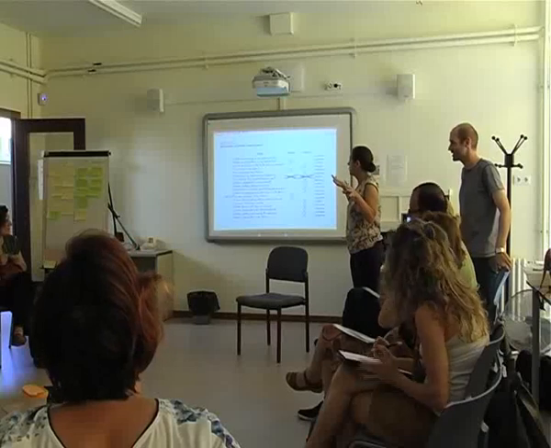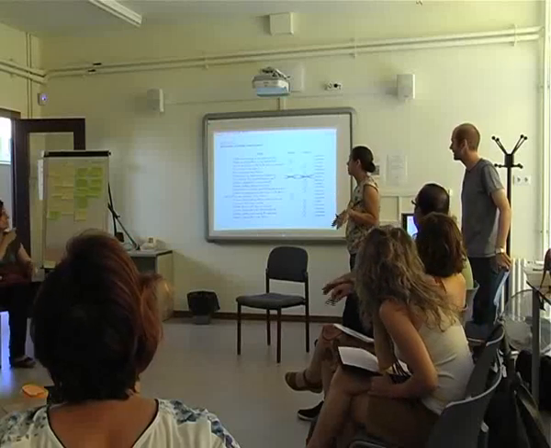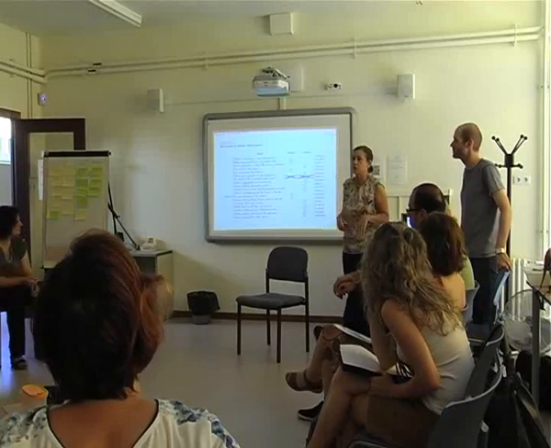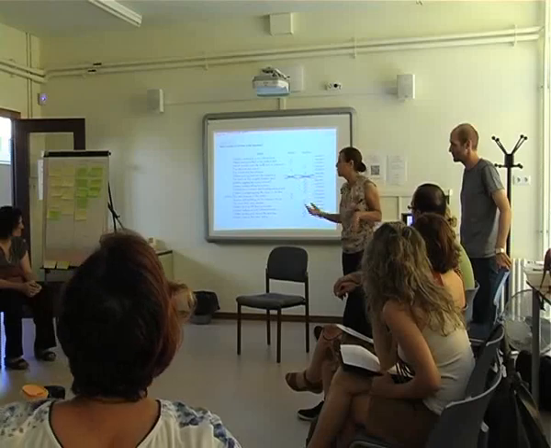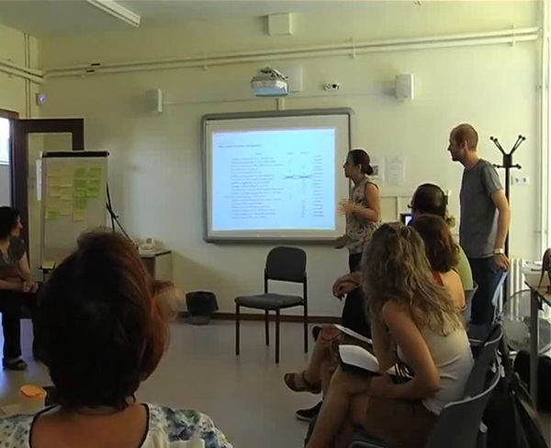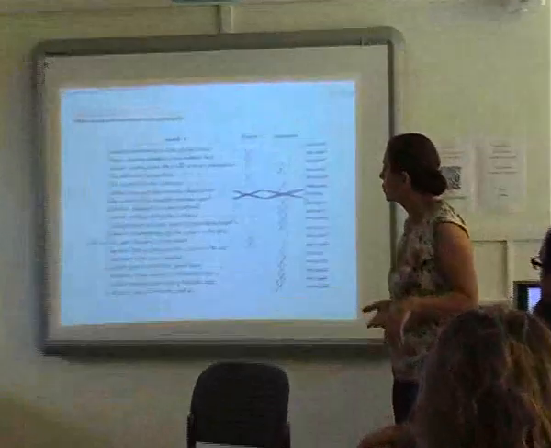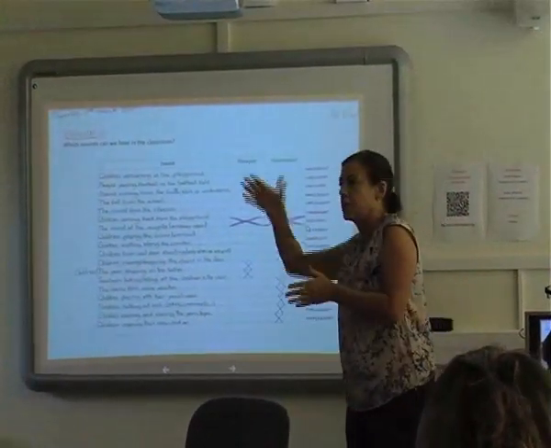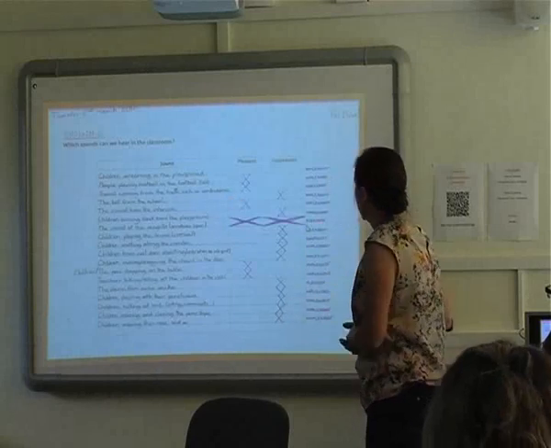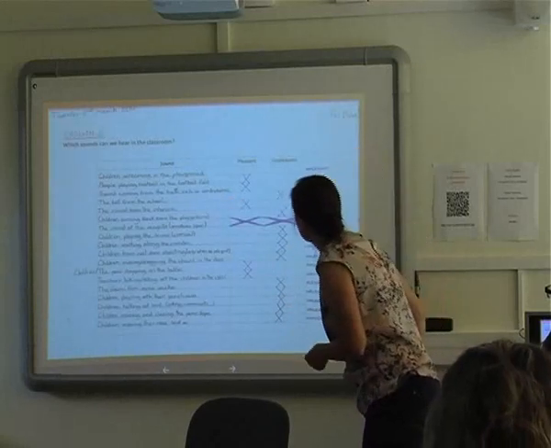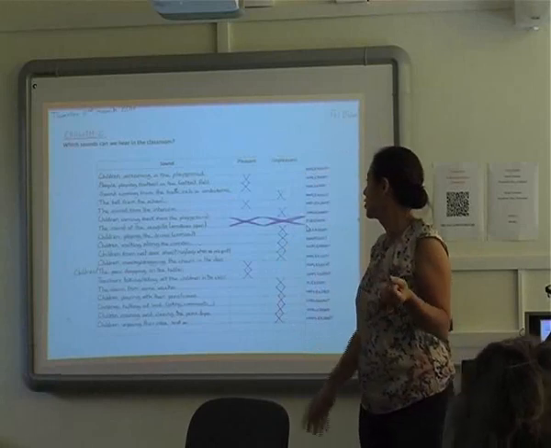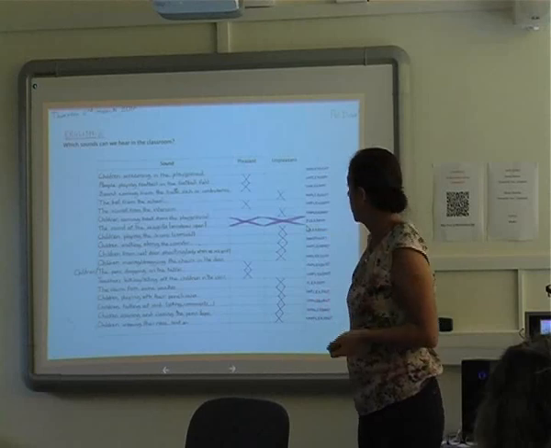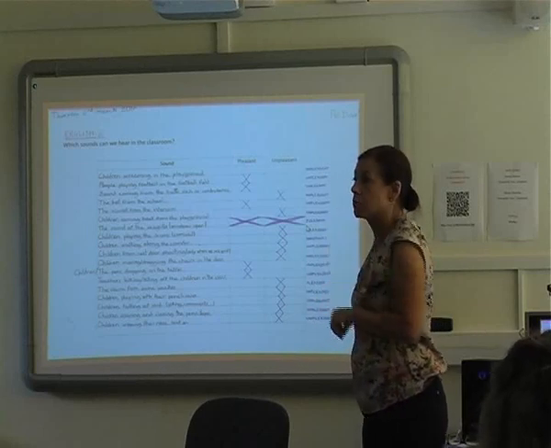That was the first step. Which sounds can we hear in the classroom? And then we wrote this list, and the children were saying what kind of sounds they were able to hear. And we can see children screaming in the playground, or people playing football in the football field, which is next to our school. Sound coming from the traffic, such as an ambulance, the school bell, the sound from the intercom, etc.